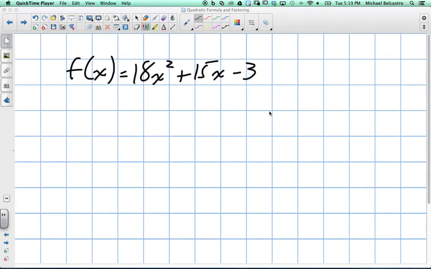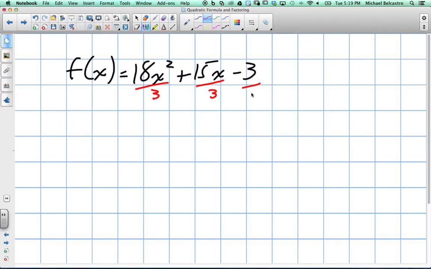Okay? So this time I'm going to actually factor this. And the first thing we can do is common factor. There's a common factor of 3 in everything. Okay? So I'm going to quickly pull that out. So already our factored form is looking different because we have an a value, right? This will give us 3 times 6x squared plus 5x minus 1.